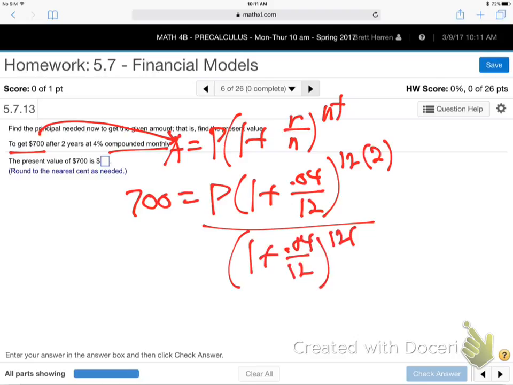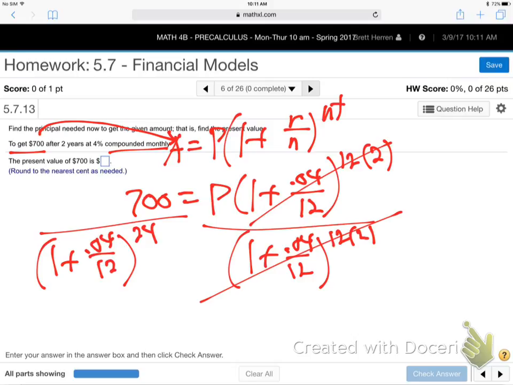So you just basically divide both sides by 1 plus 0.04 over 12 to the 24th power, and you'll have P. So the principal's got to be something lower than $700, doesn't it? That'll grow to become 700. 700 is the amount we want, like you're saving up for some $700 purchase. How much you have to put in the bank now that'll grow to become 700? So what is it? 600 something? 646.27. No, just do it just like I have it on the screen. It'll work fine on that.